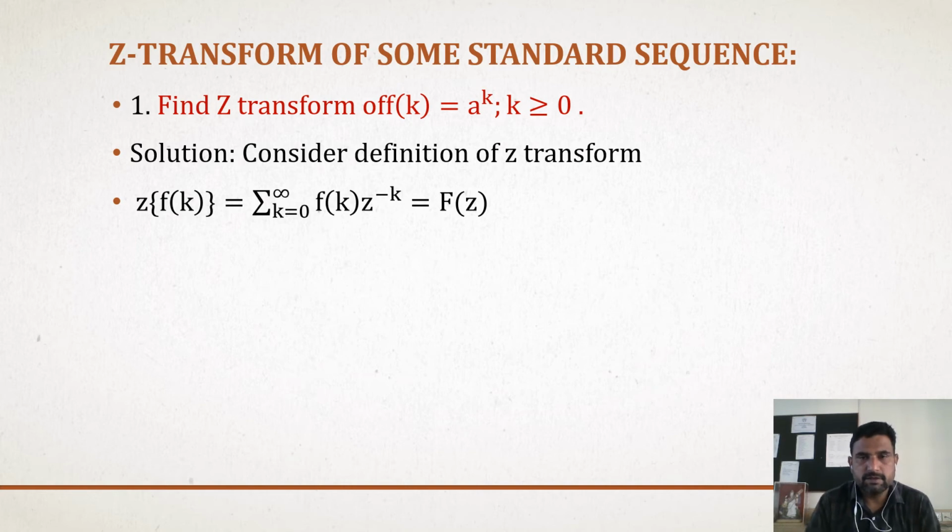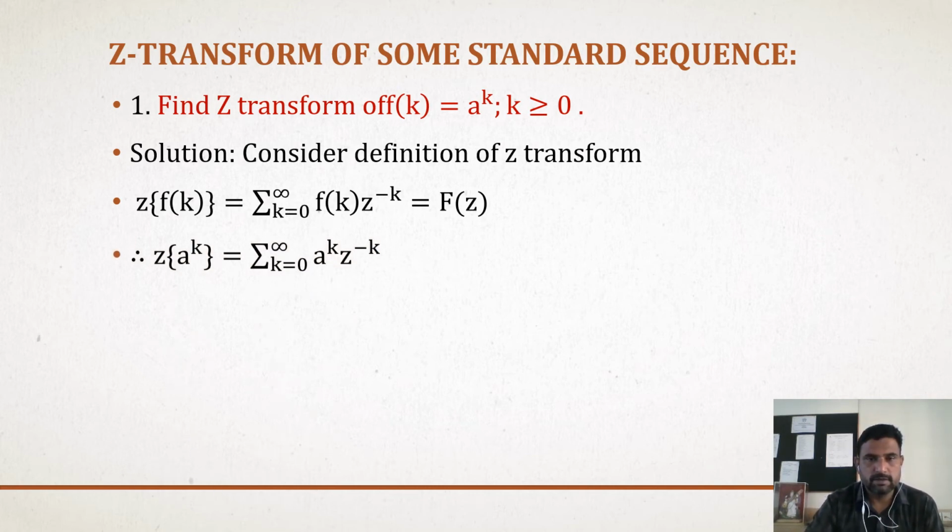Consider the definition of z transform. Z transform of f of k is summation 0 to infinity. Why 0 to infinity? Because k is given as greater than or equal to 0. So k is 0 to infinity f of k into z raised to minus k, that is F of z. Put f of k.